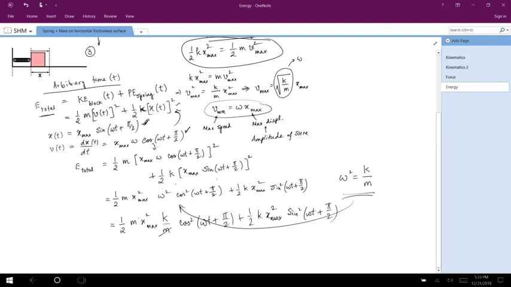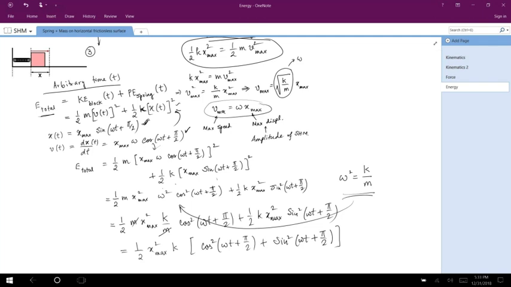Great. The m's over here cancel, and notice that we can factor out 1/2 x max squared k from the two terms, and what we have left within the square brackets is cosine squared omega t plus pi over 2 plus sine squared omega t plus pi over 2.